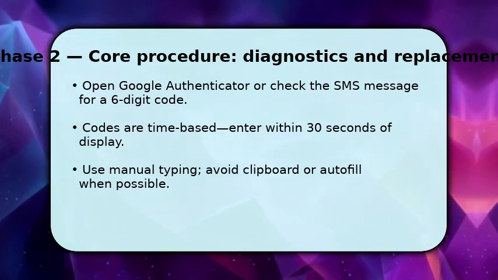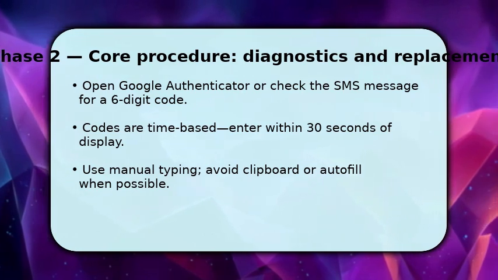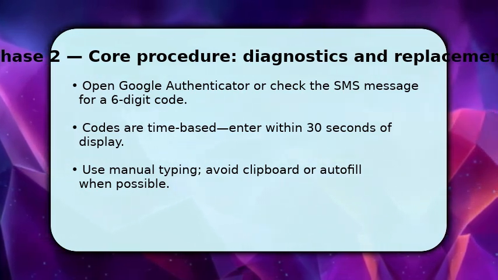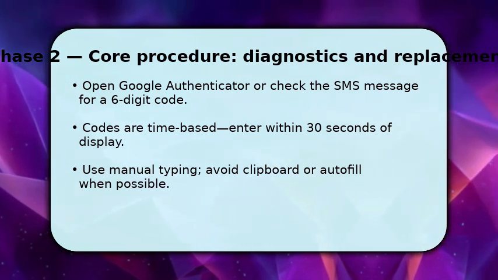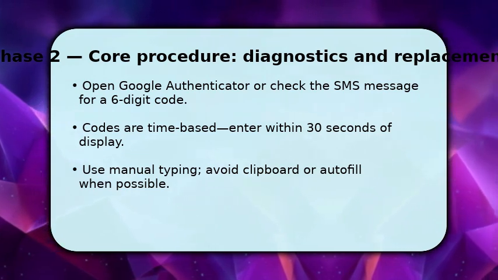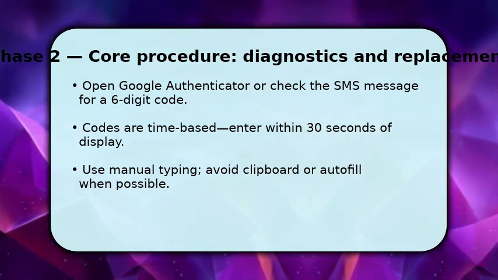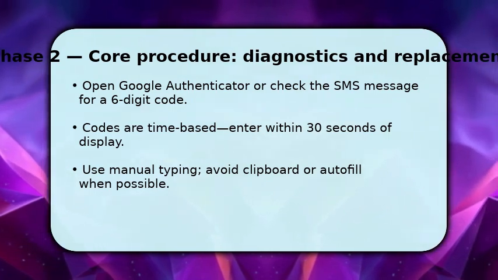Because codes expire, typically every 30 seconds, you must act quickly. If it times out, request a new one and try again. If the app-generated code fails, check your phone's clock is set to automatic time. Many authenticator mismatches are clock drift. Also, avoid copy-paste when possible. Manual entry prevents accidental whitespace or extra characters.